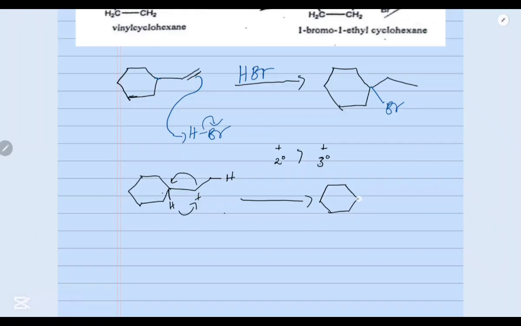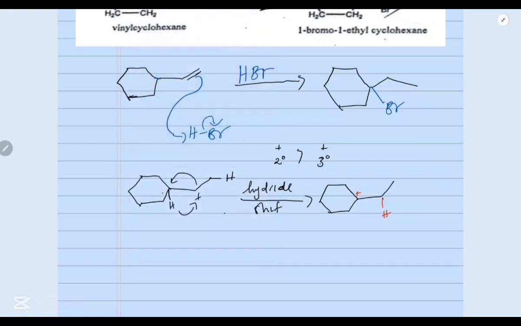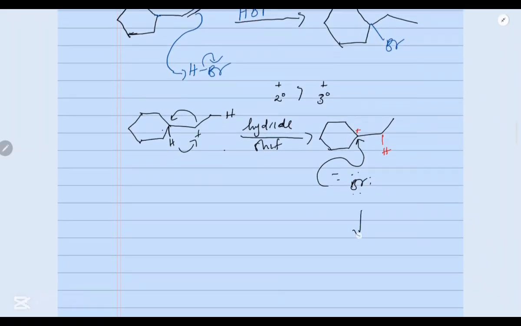The hydrogen, denote it by the red color here. Then here there's a positive charge. And what has happened is what we call a hydride shift. And finally now you have your Br-. This now will come and attach itself where there is a positive charge, resulting in the final product.